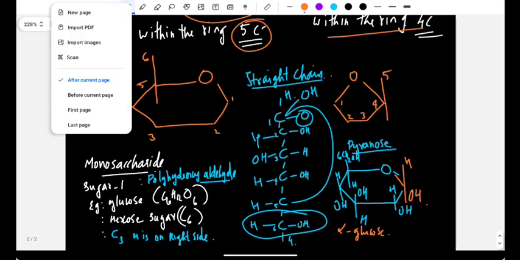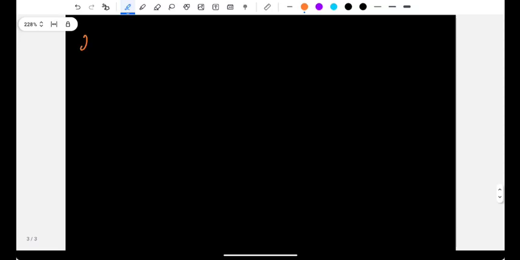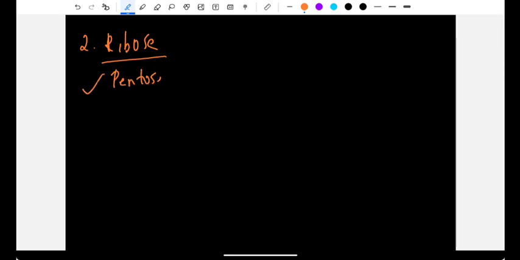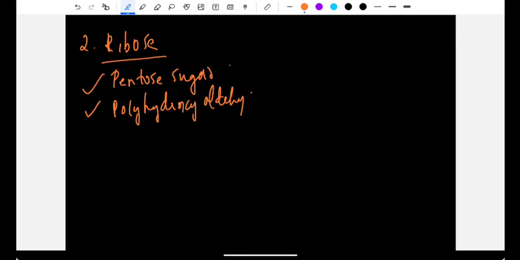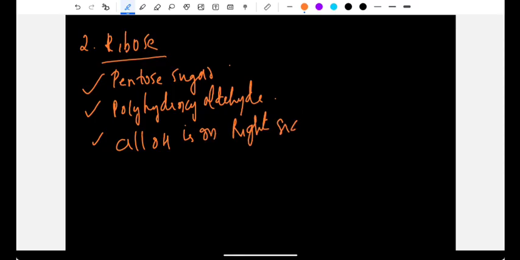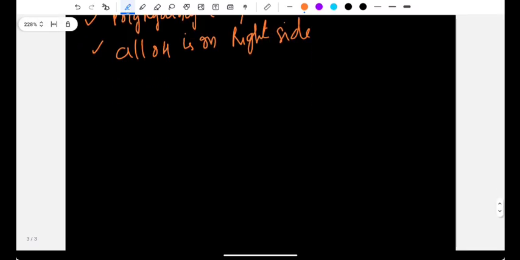So let us discuss another example for monosaccharide. Second one, ribose. Ribose is also a pentose sugar. It is a polyhydroxy aldehyde. So which functional group? Aldehyde. And here all OH is on the right side. In the case of glucose, in the third position, there's a slight change. In the case of ribose, everything is on the right side.